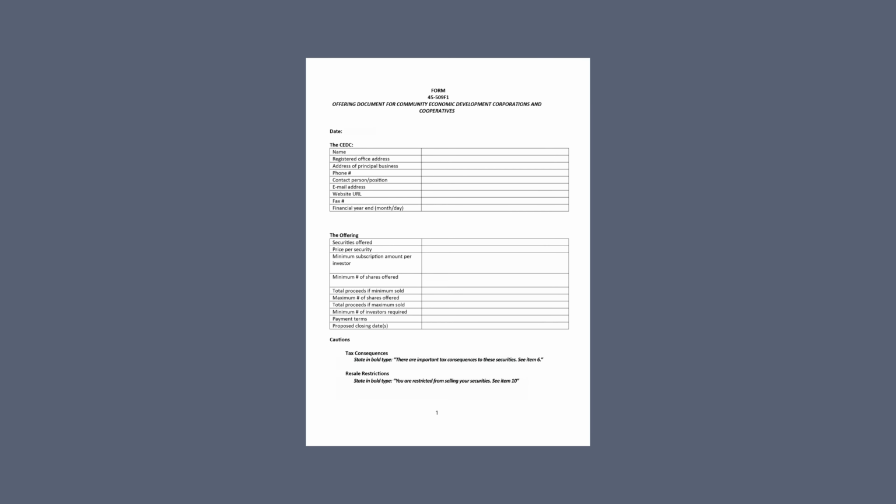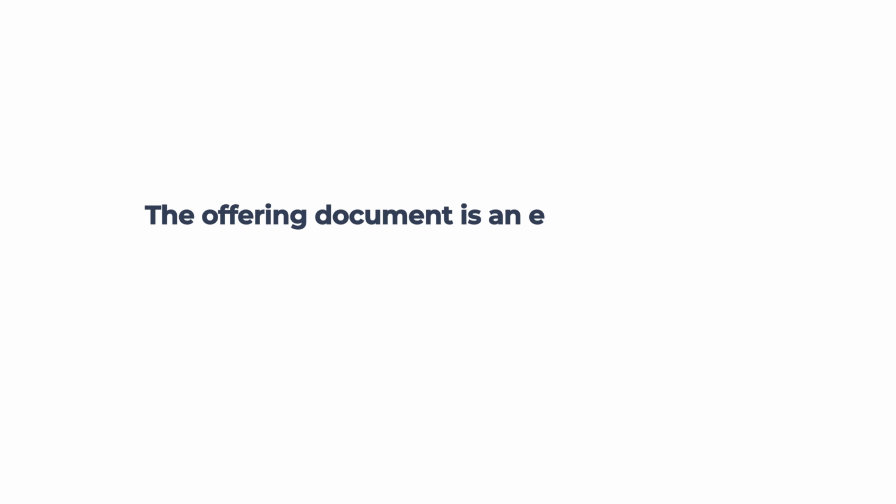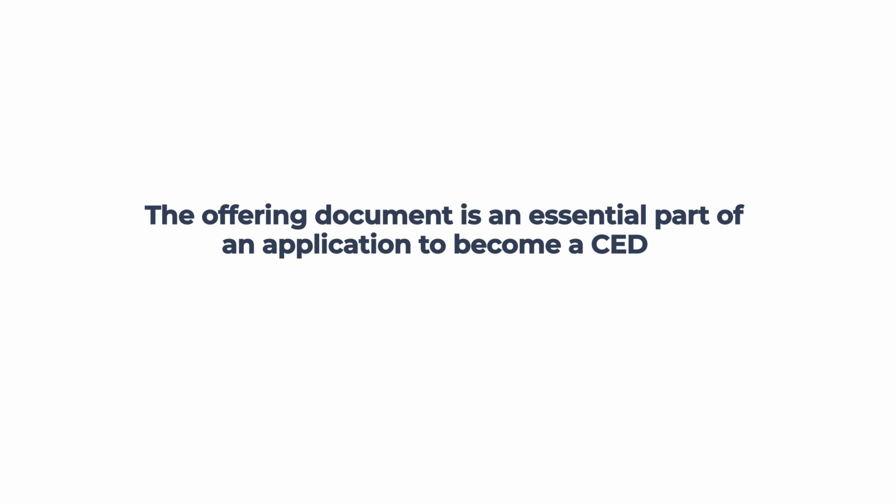An offering document, also called a Form 45-509F1, is a disclosure document that a CEDC provides to potential investors when seeking to raise funds. The offering document is an essential part of an application to become a CEDC. It is the document that investors will rely on when deciding whether to invest in your business. It is important to prepare your offering document carefully to ensure you provide all material information to potential investors.